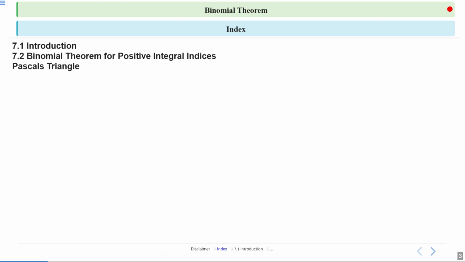Then we will understand Pascal's triangle. Okay, so it will help us to understand the binomial theorem better. Then in section 7.2.1, we will discuss the binomial theorem for any positive integer n. Finally, we will look at some observations of the binomial theorem.